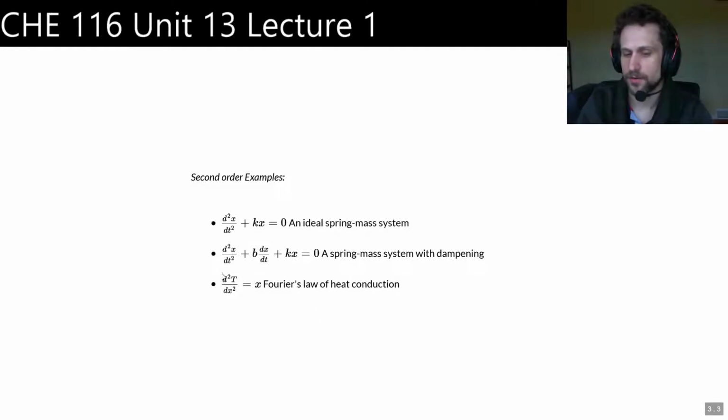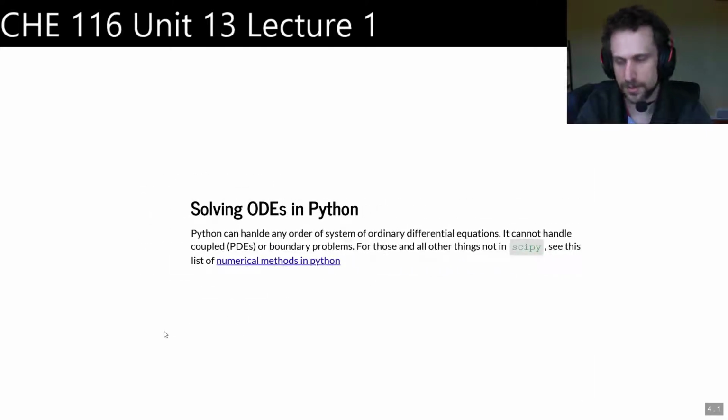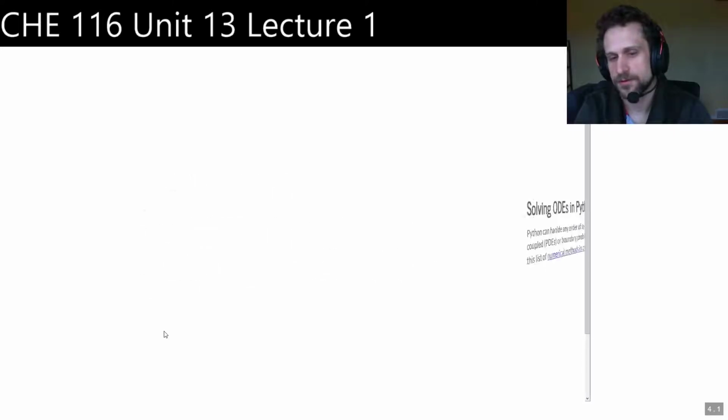And then maybe a more chemical engineering example is Fourier's law of heat conduction. So this says that the derivative of the temperature gradient is proportional to the position. So this is if you have a metal rod, and on one side you keep the rod temperature constant, and then the rod goes out to infinity. This just describes, as you move along the rod, how does the temperature gradient change?